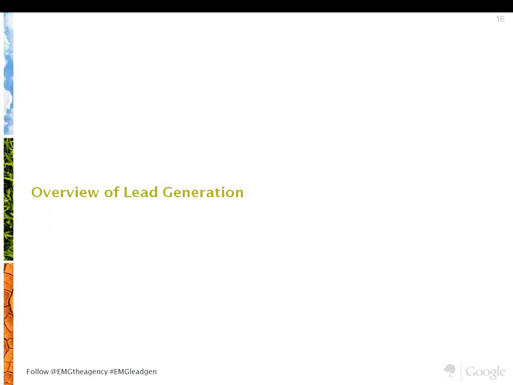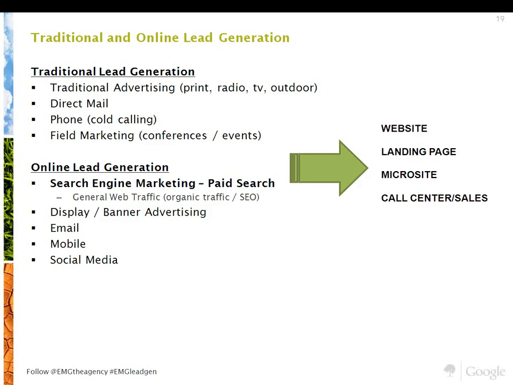Now that we've given you lots of industry trends, we want to share an overview of lead generation for those who may be more familiar with traditional lead generation, but not so much how online lead generation works. We wanted to have these two comparisons so you understand the types of marketing that goes into both.